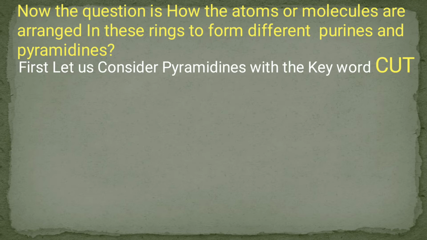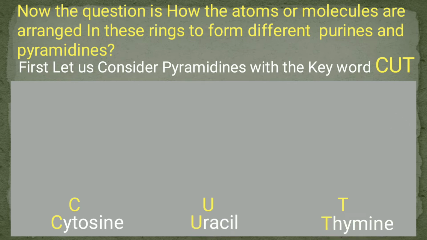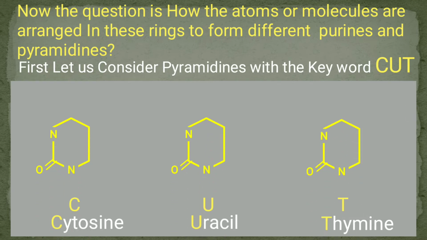In order to remember the pyrimidines, you have to remember the keyword CUT, C-U-T. C stands for cytosine, U stands for uracil, and T stands for thymine. All of these, cytosine, uracil and thymine, have a basic common ring structure, which is the one given in the figure that you definitely have to learn.